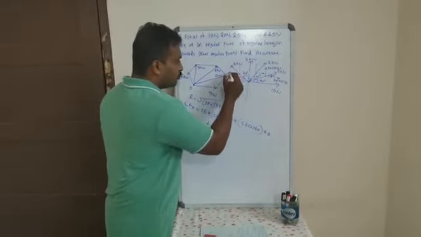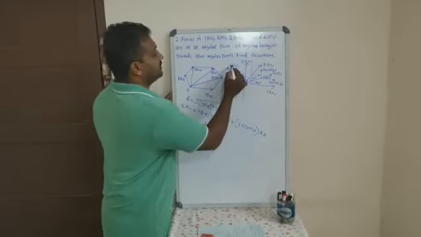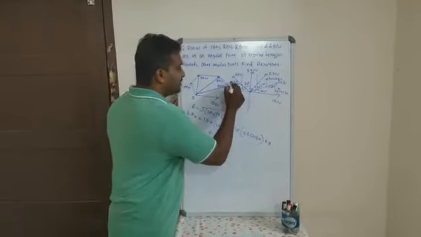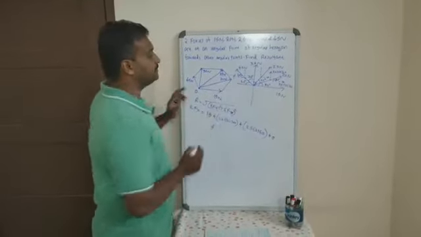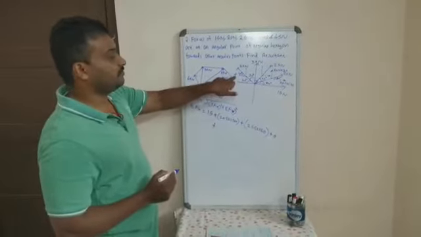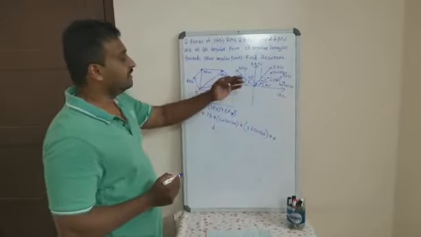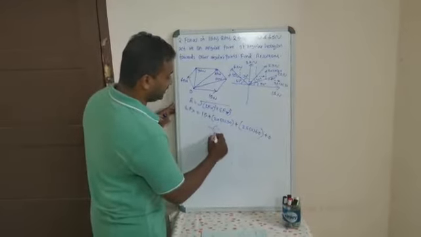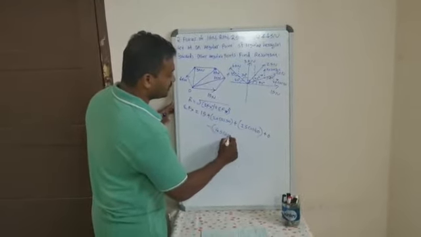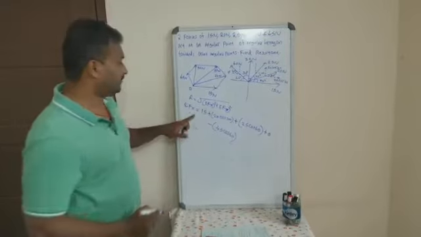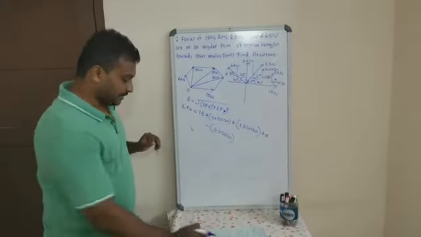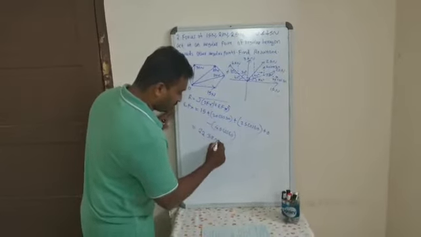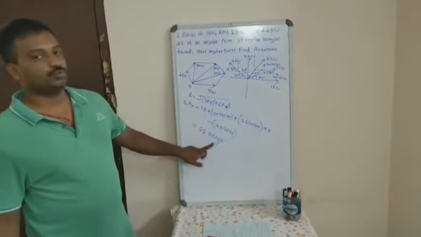We have to resolve it into two directions. This 45 Newton is making an angle of 60 degree with horizontal. Therefore, this component, 45 cos 60, is in left hand side. Left hand side, therefore, it is taken as negative, minus 45 cos 60. Sigma fx is equal to this. While solving this, we will get 22.32 Newton, positive.